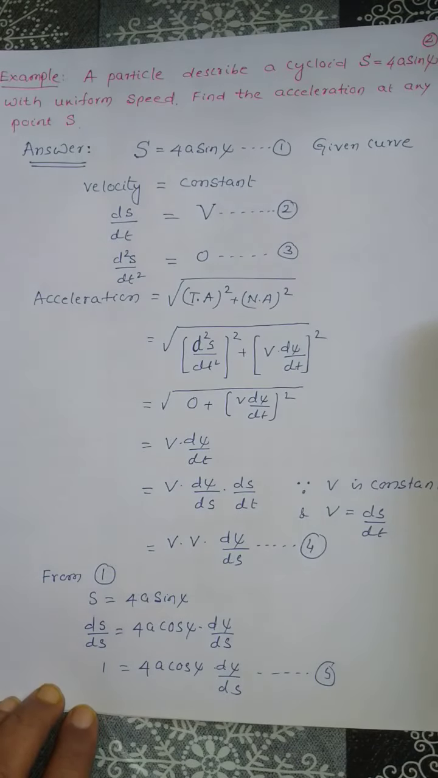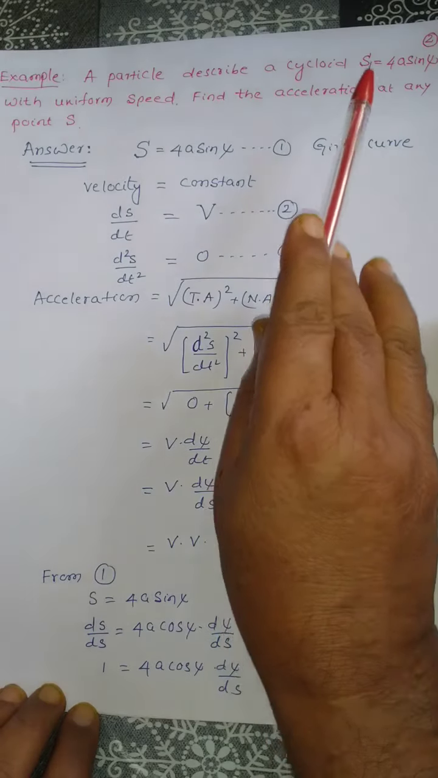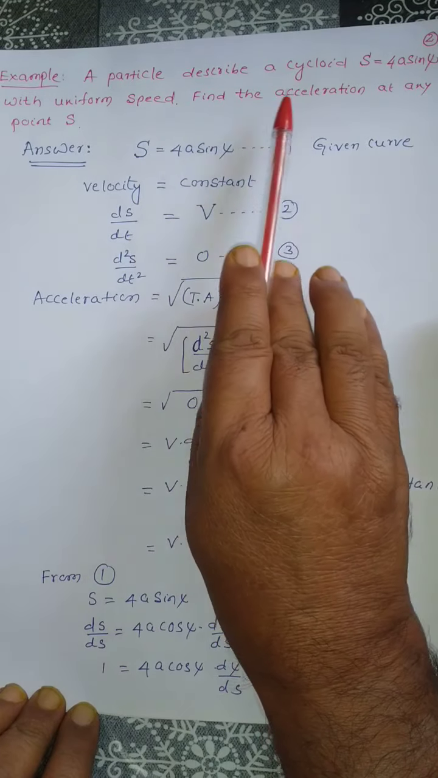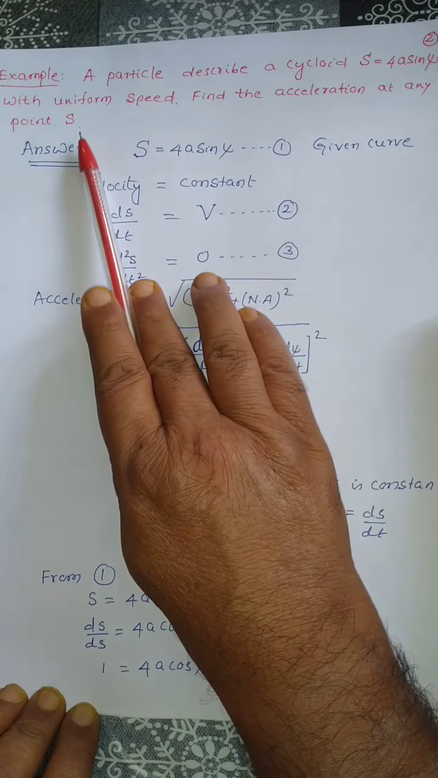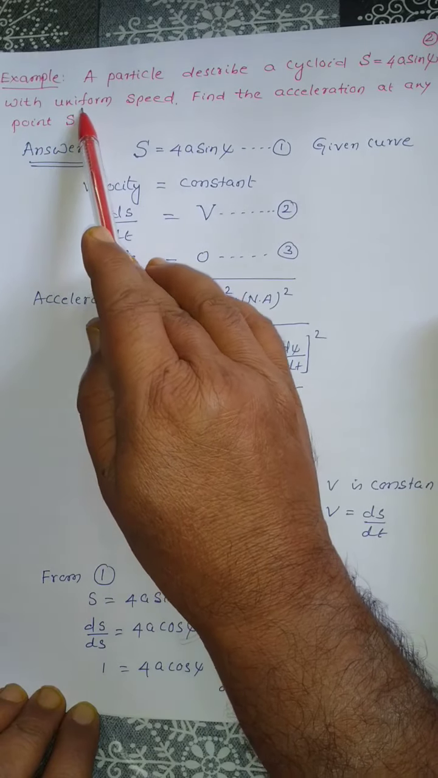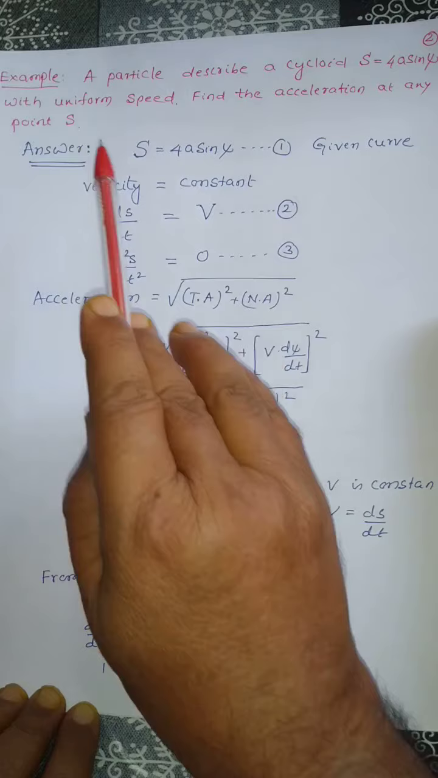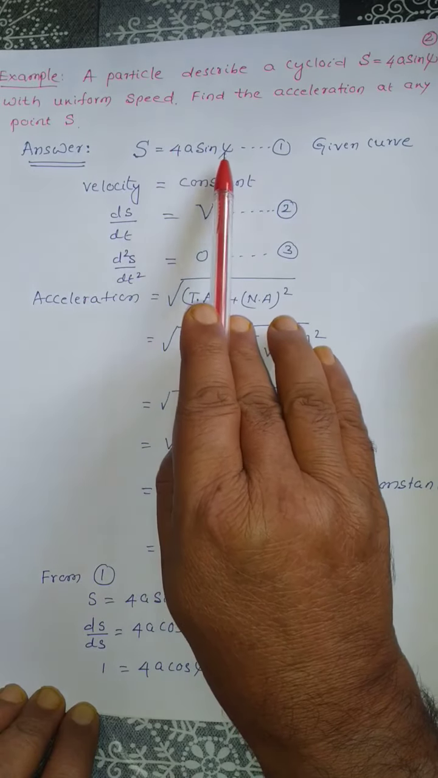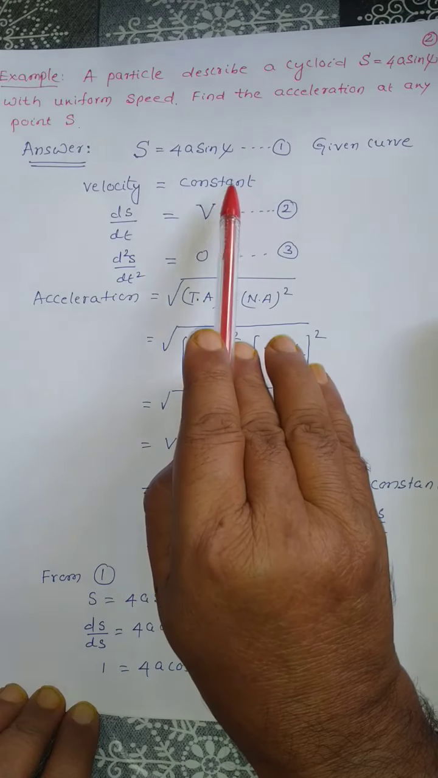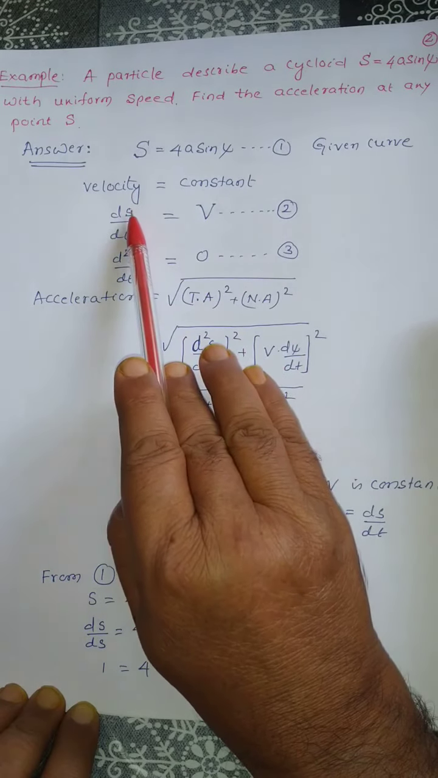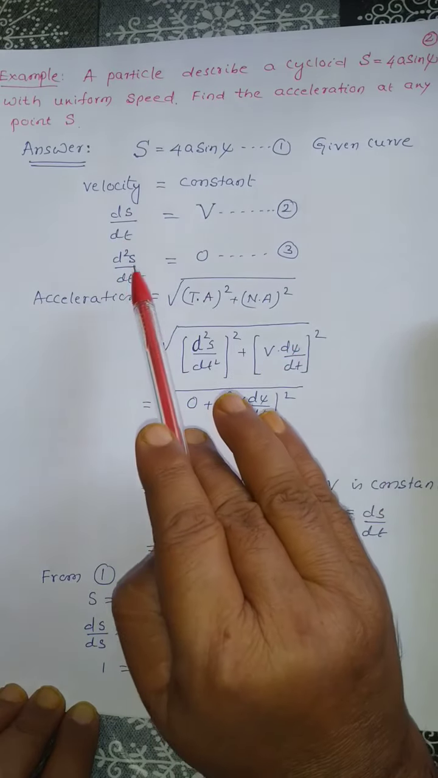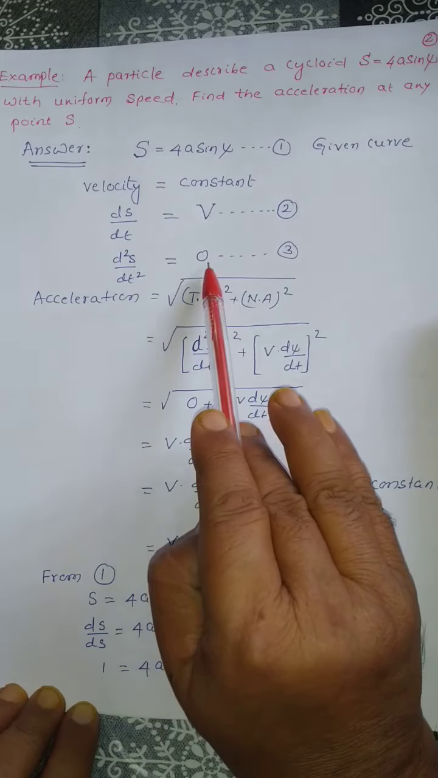A particle describes a cycloid s equal to 4a sin psi with a uniform speed again. Find the acceleration at any point s. Means we are finding acceleration in terms of s; the whole answer should be in s. So here s equal to 4a sin psi is given, and velocity is constant as we have done in the previous example. Velocity is nothing but only tangential velocity. So ds by dt equal to v, and d square s by dt square is equal to 0.